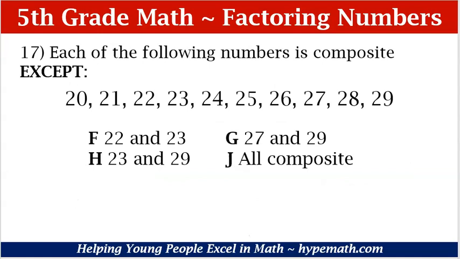Let's move to number 17. Each of the following numbers is composite except. Let's look and see what numbers we have. We have 20, 21, 22, 23, 24, 25, 26, 27, 28, 29. Our answer choices are F, 22 and 23, G, 27 and 29, H, 23 and 29, J, all are composite.